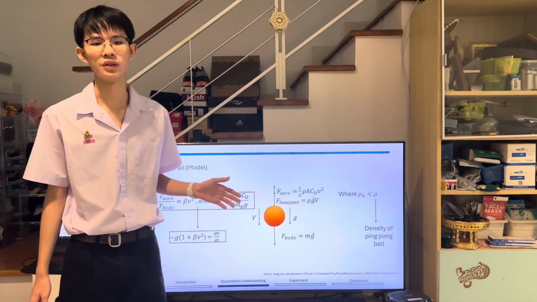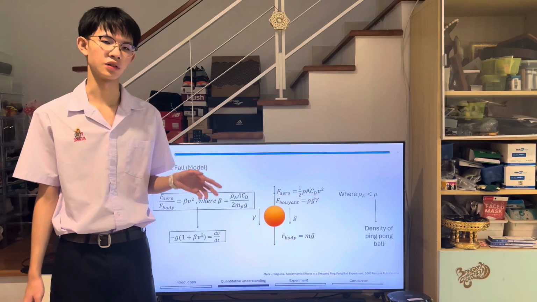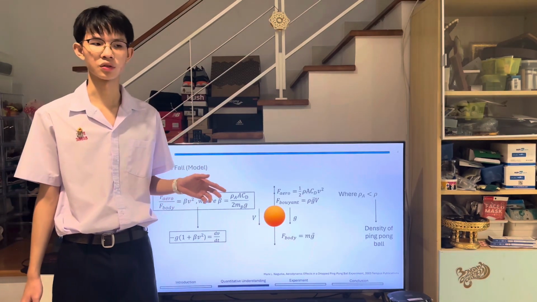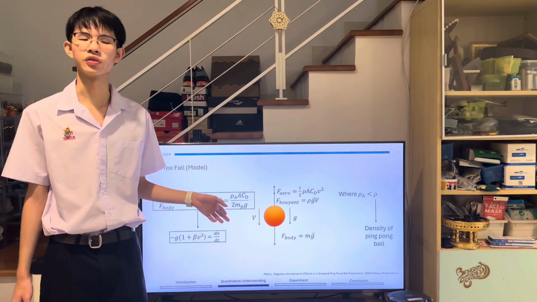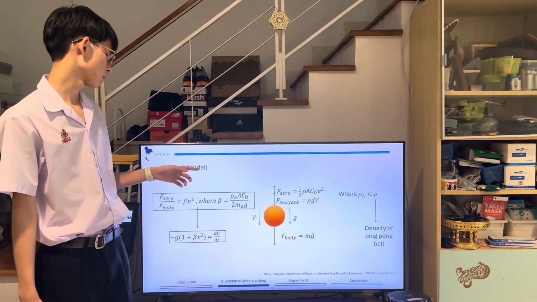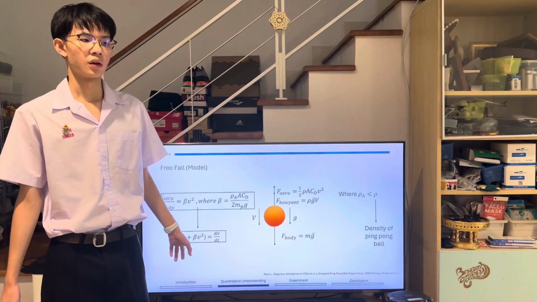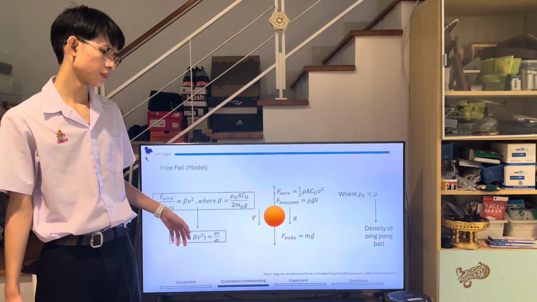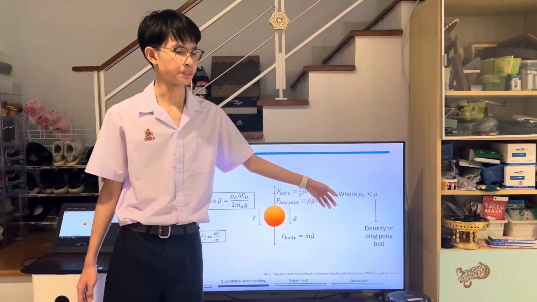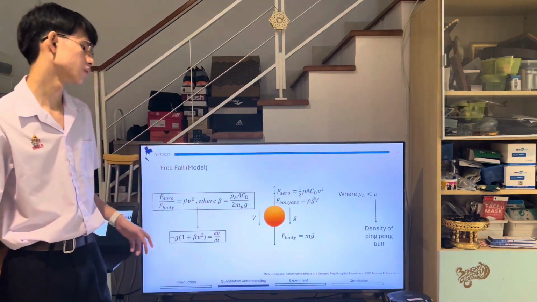The freefall model is F_drag = beta V squared, where beta is density of air times cross-sectional area times coefficient of drag over 2 times mass of the ping pong ball, reduced to minus g times (1 plus beta V squared) equals dV over dt, where rho_a is greater than density of the ping pong ball.